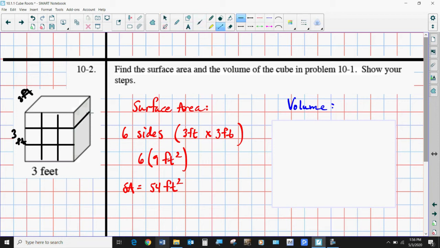Now, how about the volume? What does that mean, to find the volume? I'm going to do those like this, just to give you an idea. Remember, when you're trying to find the volume, it's how many total cubes.